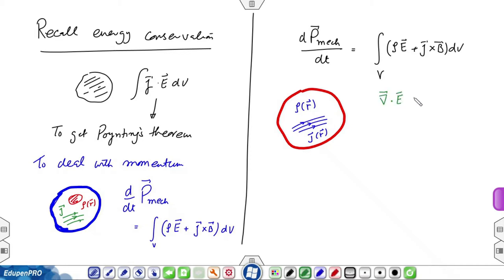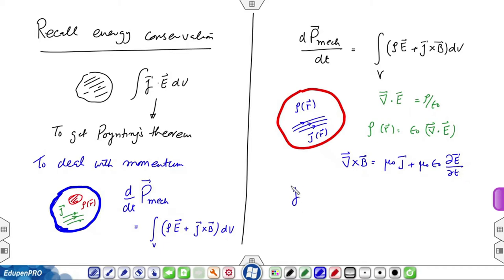So, what we have is divergence of E is equal to rho over epsilon 0. Keep in mind that we want to write everything in terms of the fields. So, we are going to substitute for rho of r as epsilon 0 divergence of E. That's from Maxwell's equations. And the other equation we are going to use is for J. Recall that we have curl of B equals mu 0 J plus mu 0 epsilon 0 dE dt. And therefore, J is 1 over mu 0 curl of B minus epsilon 0 dE dt. We will substitute this in the equation above.